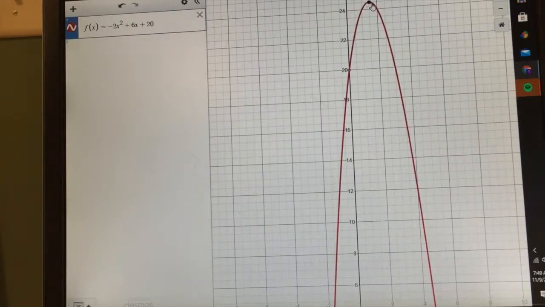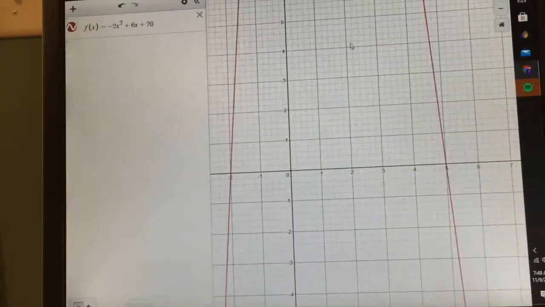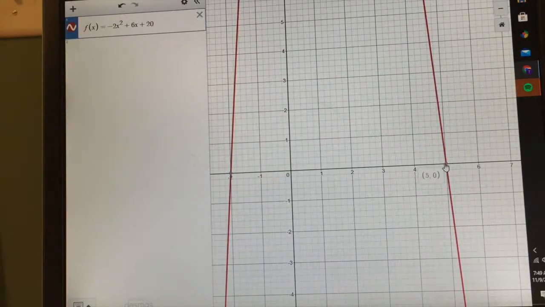So I'm going to zoom in to where I can at least see my vertex right there. So my vertex, it says, is 1.5, 24.5. My y-intercept is the point where it crosses the y-axis. It looks like that's happening at 20. I can scroll down to be able to find the roots. If you just click on the graph and drag it, you can move it pretty easily. So my roots, it looks like they are at 5, and it does say 5, 0, and negative 2, 0. So my roots are at negative 2 and 5.